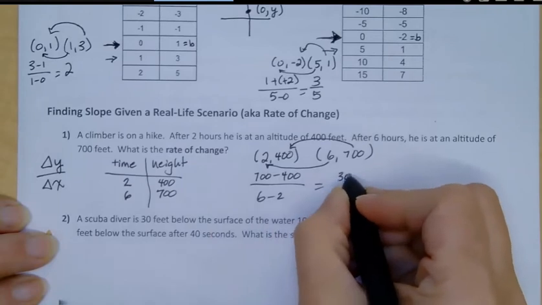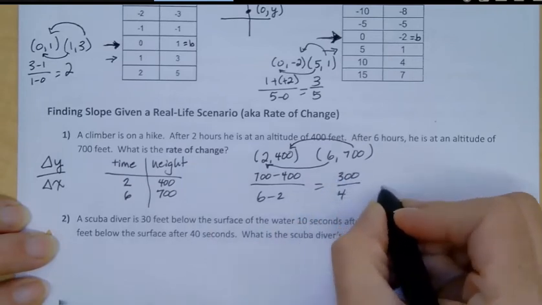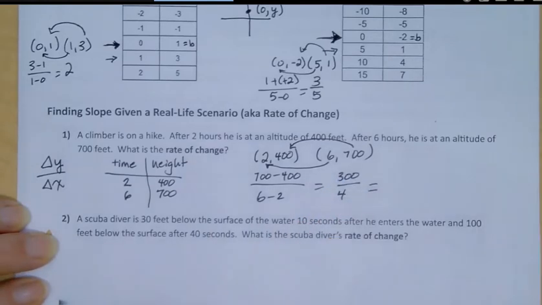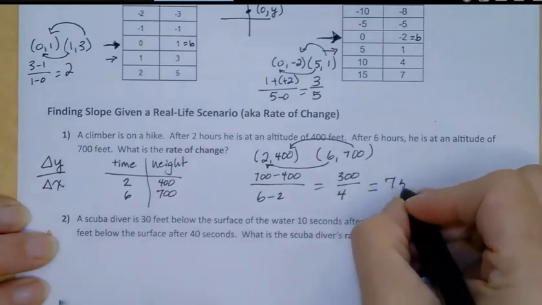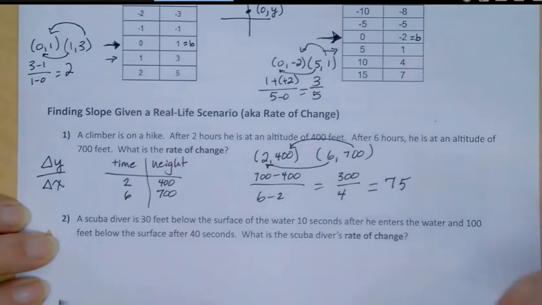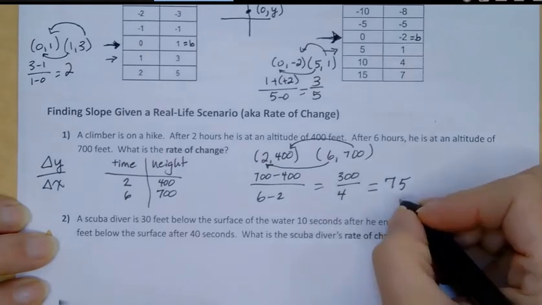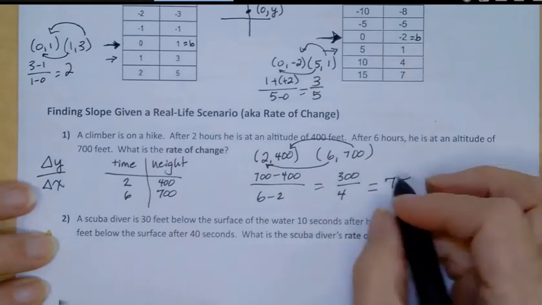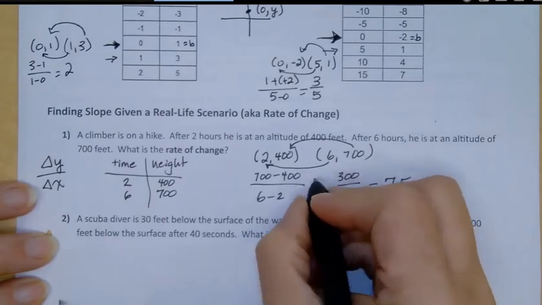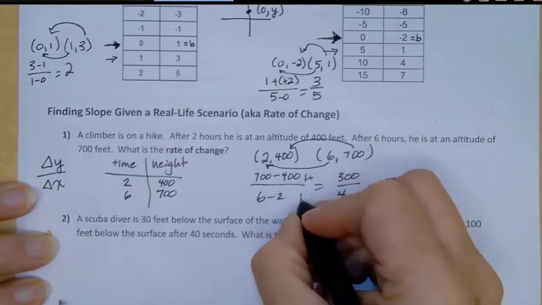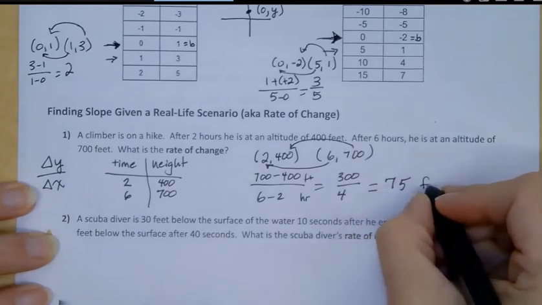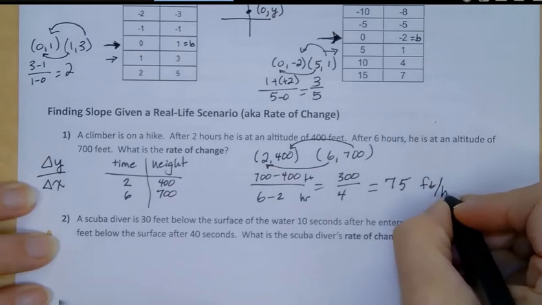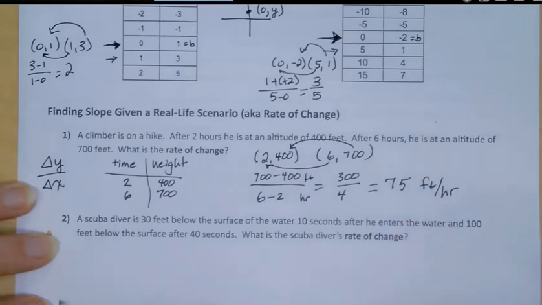So I get 300 over 4, which simplifies to 75. Okay, 75 is the slope. 75 is my rate. If I think about this, I have feet in my numerator, right? And I have time in hours in my denominator. So this is 75 feet per hour. And that makes sense if we're talking about a rate, 75 feet per hour.